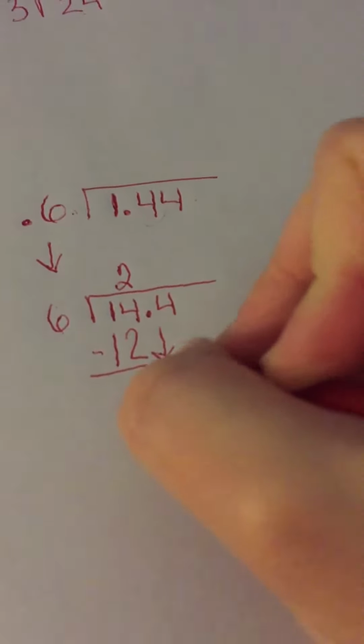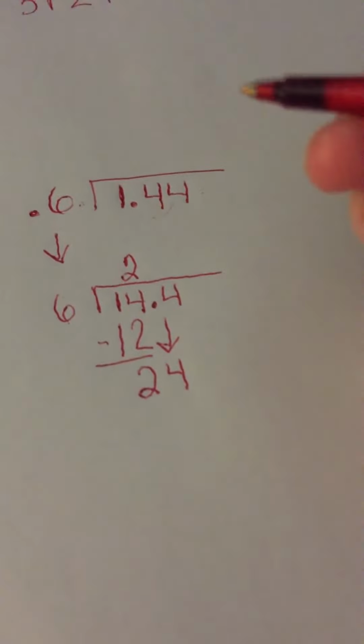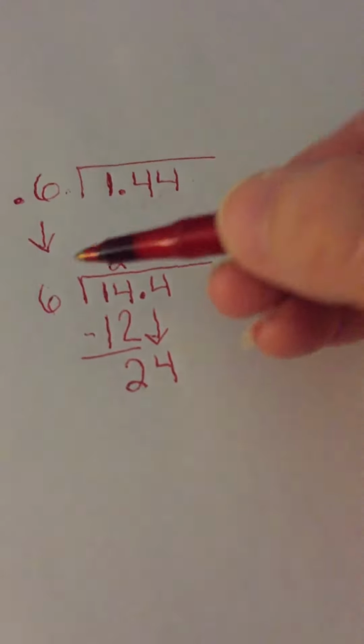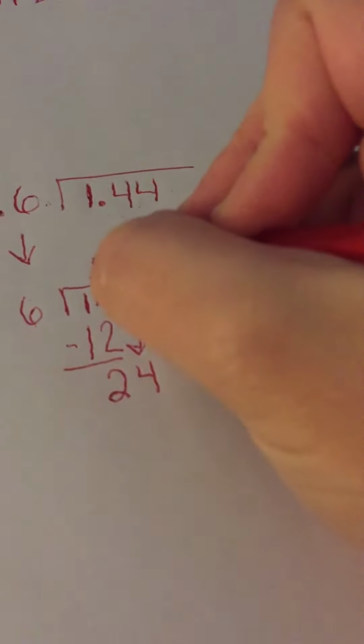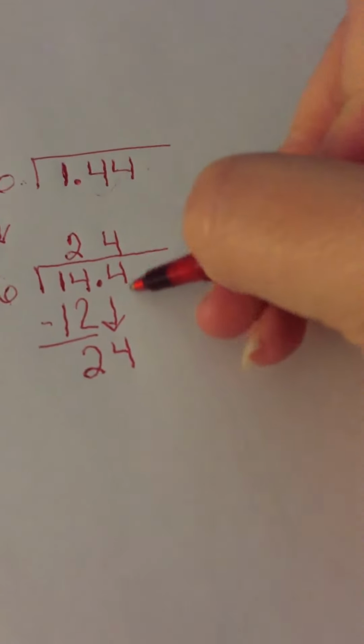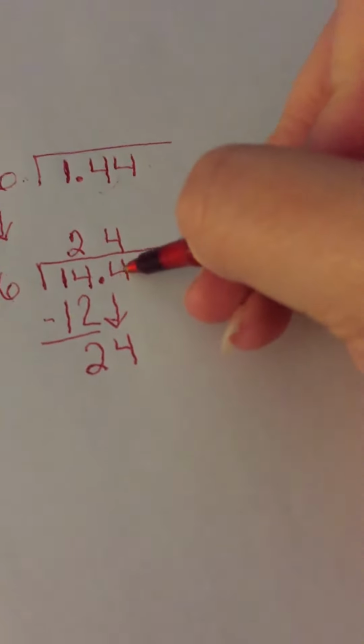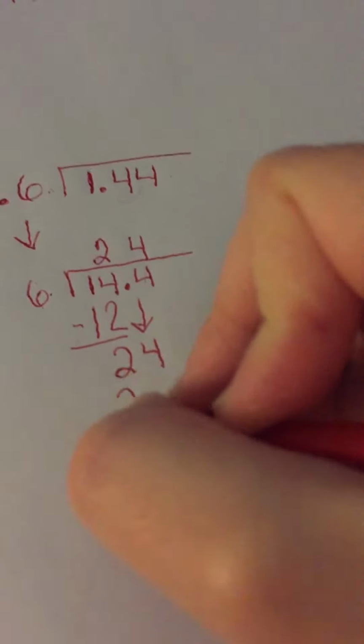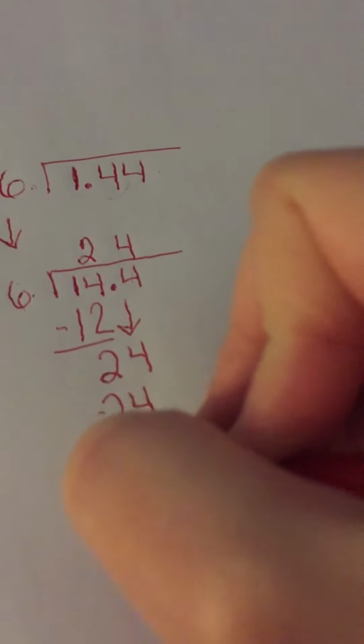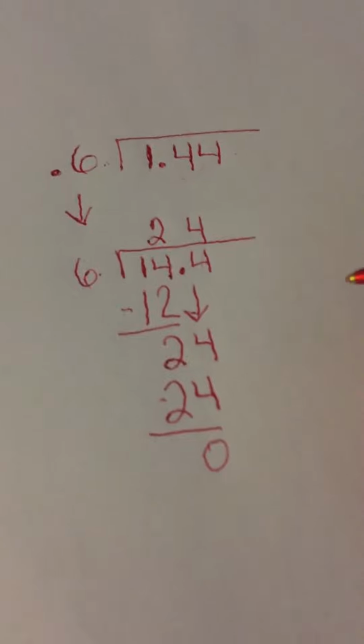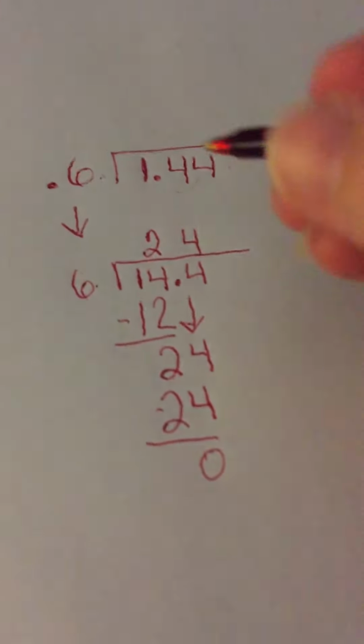Bring down our 4. Because we had a digit to bring down, we need to follow our long division process one more time. 6 goes into 24 4 times. Important to place that 4 above the 4 that was brought down. 6 times 4 is 24. And no remainder. You should not get any remainders with your decimal division problems.